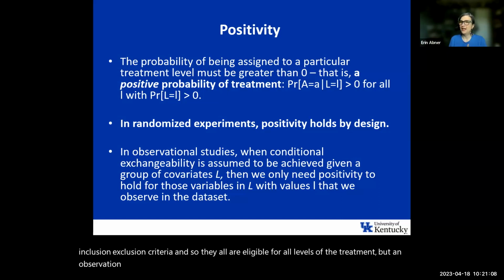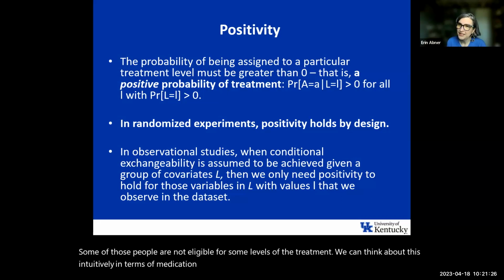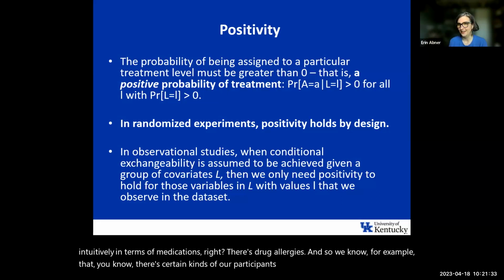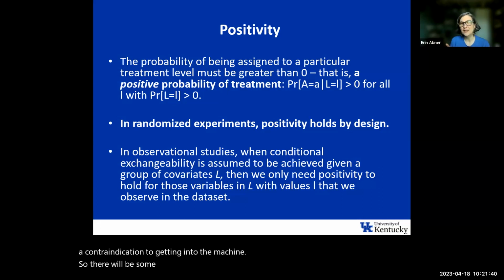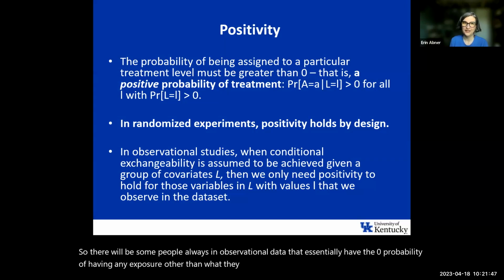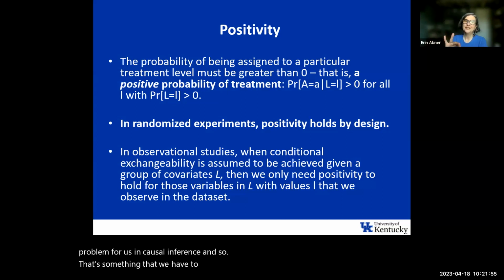But in observational data, you will have some participants or some patients or beneficiaries, whatever kind of data you're looking at, that some of those people are not eligible for some levels of the treatment. We can think about this intuitively in terms of medications, right? There's drug allergies. And so we know, for example, that there's certain kinds of our participants who can't get an MRI because they have a contraindication to getting into the machine. So there will be some people always in observational data that essentially have this zero probability of having any exposure other than what they actually have. And those types of people create a problem for us in causal inference. And so that's something that we have to be aware of. And it's part of the framework that I'll describe in more detail in a bit.